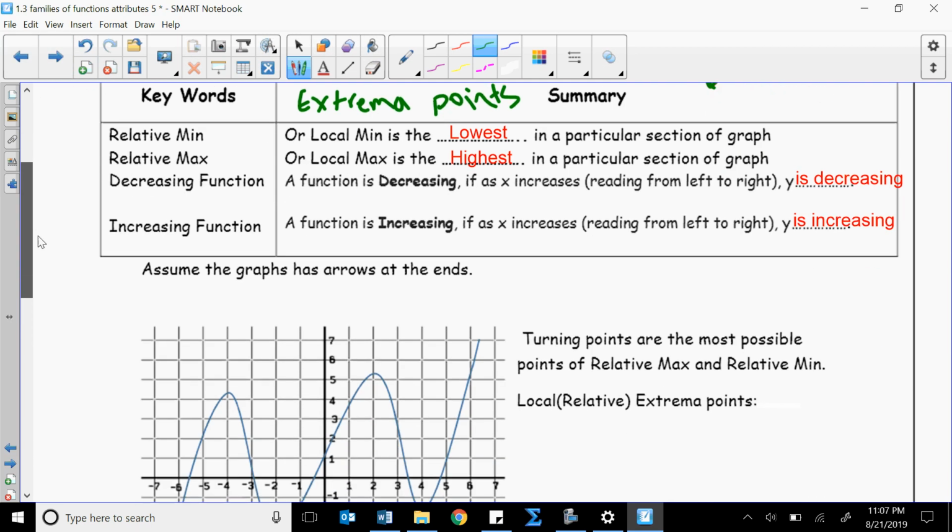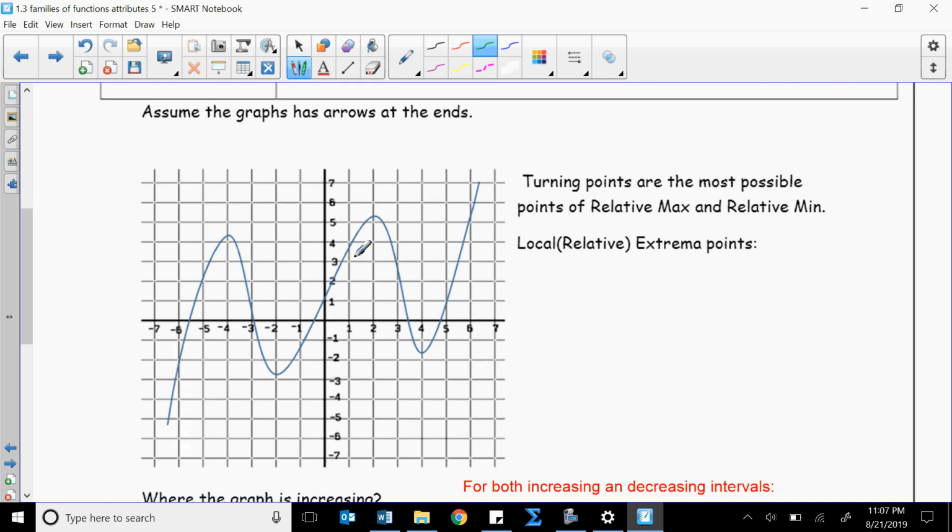So here we have an example. First of all, let's assume that we have arrows on both sides of this graph. Basically, turning points are the most possible points of relative max and relative min. On my graph, if I see any turning point like this, you see my graph is going up and then suddenly changes direction and turns down. So I have a relative maximum here, or local max at this point.